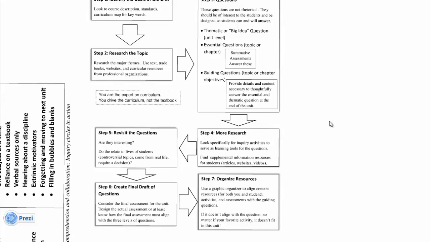And then from there, I organize the resources, and I get that organized both for me and for the student. It's really crucial here that the student knows what the question is that I'm going to answer, what the resources are that I'm going to have to answer that question, and how I am going to answer that question.